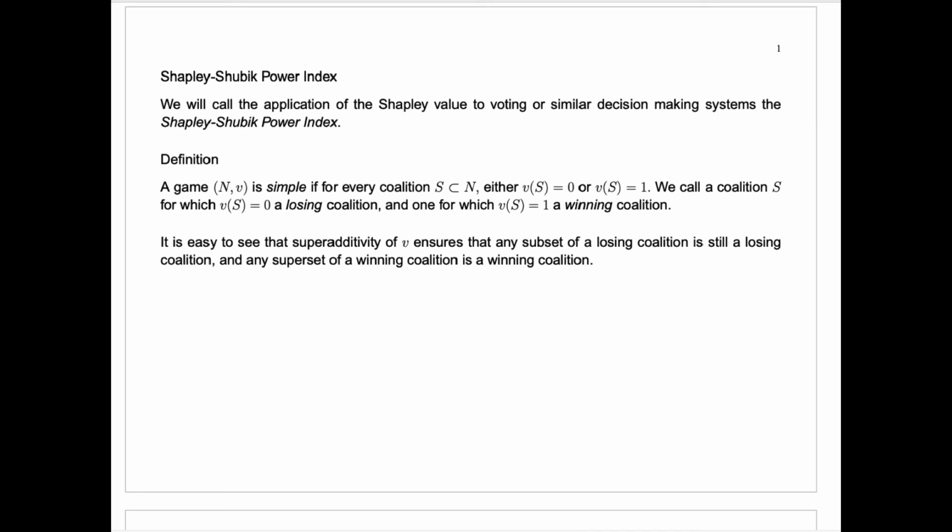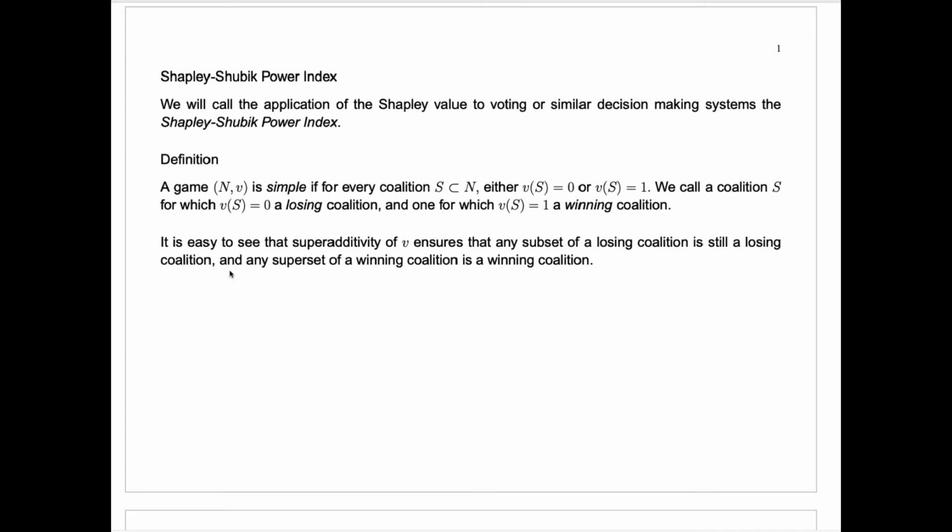Today we're going to talk about the Shapley-Shubik Power Index. The Shapley-Shubik Power Index is just another name for the Shapley value when we're applying it to certain decision-making systems such as voting. Here's an important definition in this area.